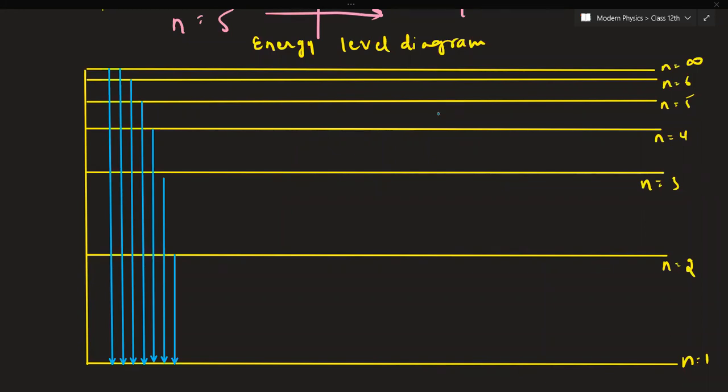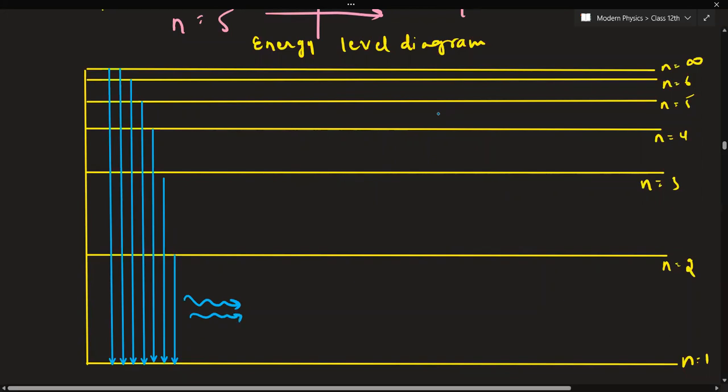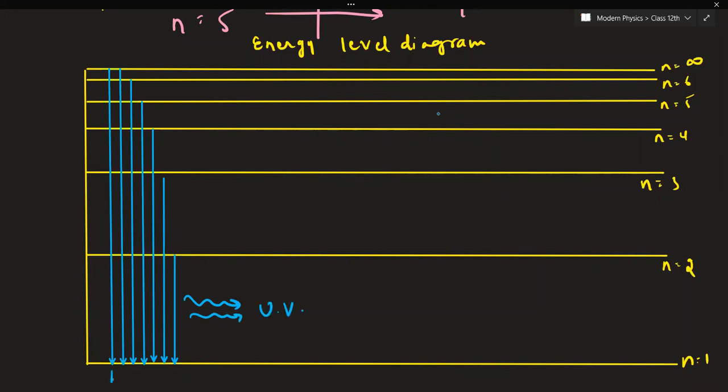It's fine. So these series will be emitting radiations in the ultraviolet region. And what are these series known as? These are simply known as the Lyman series.